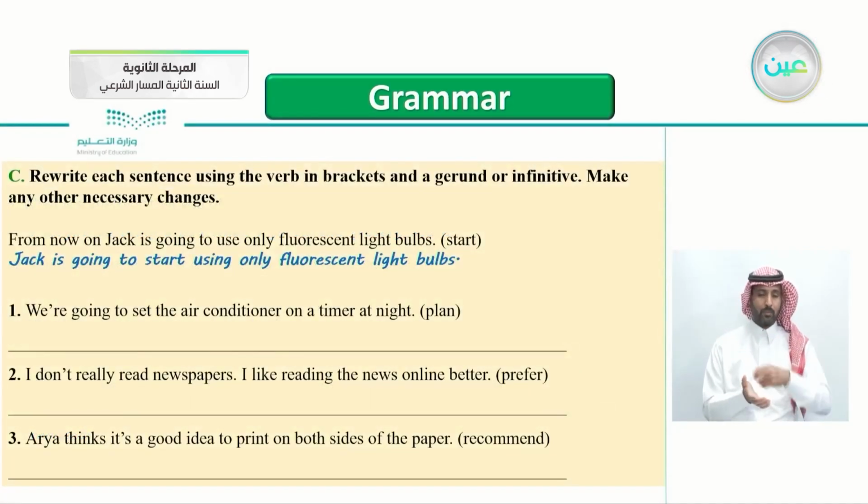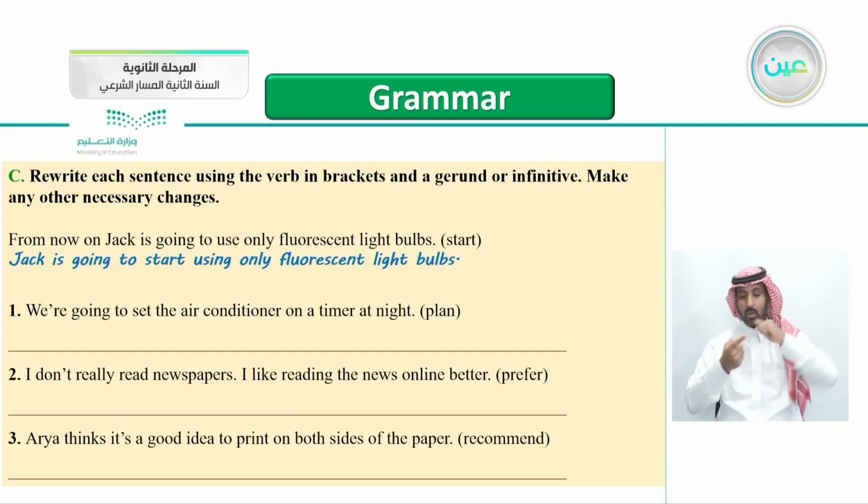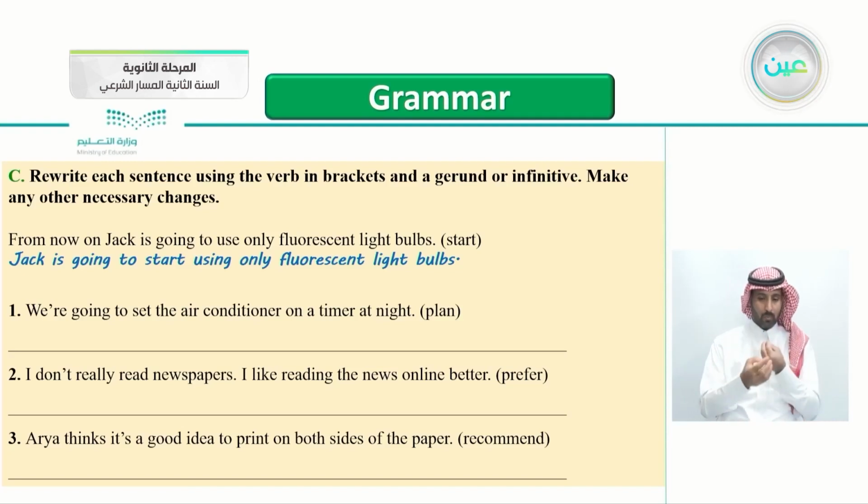Exercise C here, rewrite each sentence using the verbs in brackets and gerund or infinitive. Make any other necessary changes. For example, from now on, Jack is going to use only fluorescent light bulbs, and the verb is start. And the answer was, Jack is going to start using only fluorescent light bulbs.